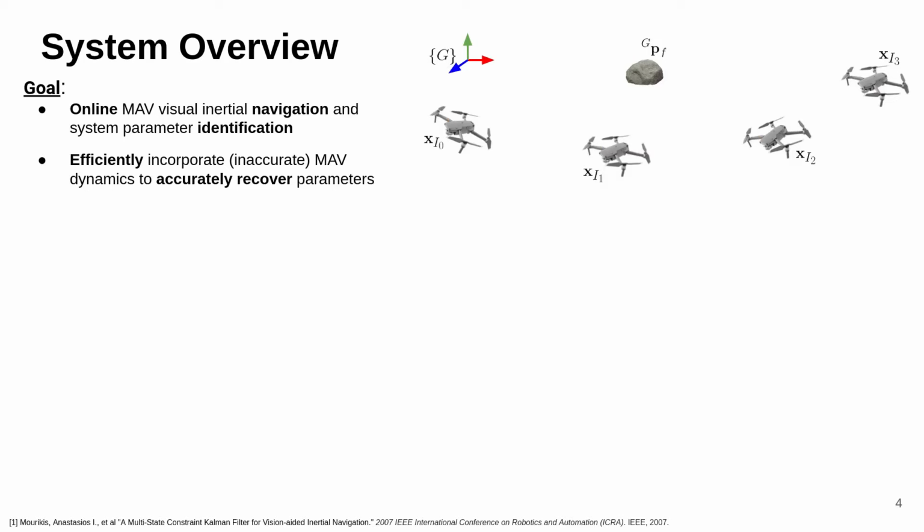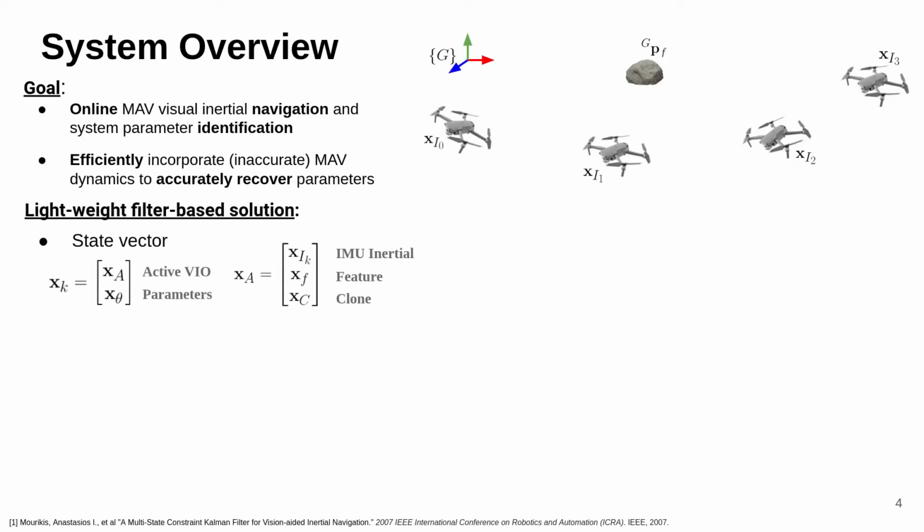The goal of the system is to perform online MAV visual inertial navigation and system parameter ID. Given the imperfect MAV dynamic model, we want to efficiently and accurately recover its parameters. Our filter-based visual inertial solution can perform both state estimation and MAV parameter identification.